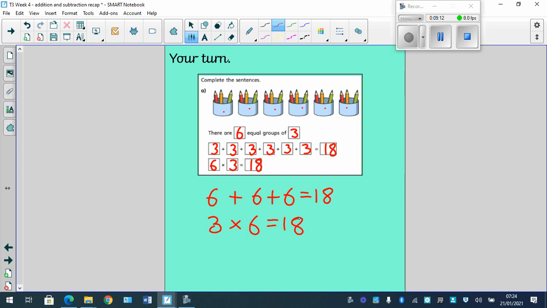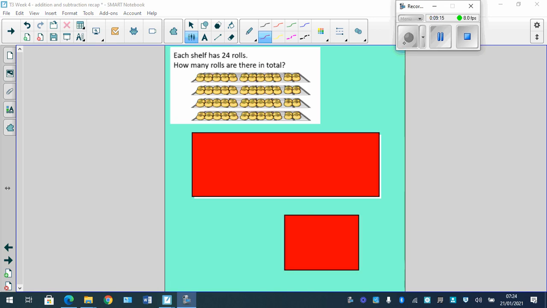Keep it up. So like we were saying earlier, sometimes you might have to answer a question in a different way. Here's my question. Each shelf has 24 rows. How many rows are there in total? Let's look at the shelves. 1, 2, 3, 4. I think my number sentence would be 4 times 24. Let's see if we can solve this one together.